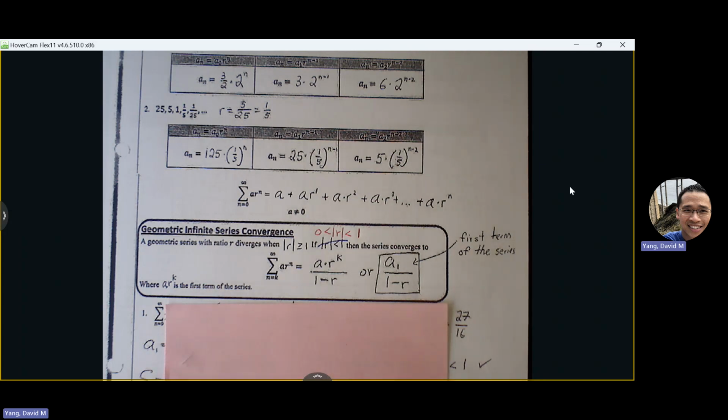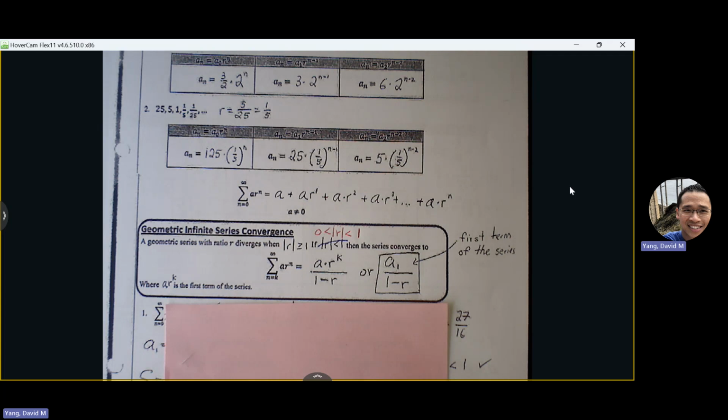A geometric series with ratio r will diverge if the absolute value of r is greater than 1. So if I'm multiplying by a ratio that's greater than 1, that is obviously going to make the next term even larger. And there's no way that I can add terms that get larger and larger and expect a sum that will give me a real number, or an infinite sum that will give me a real number.